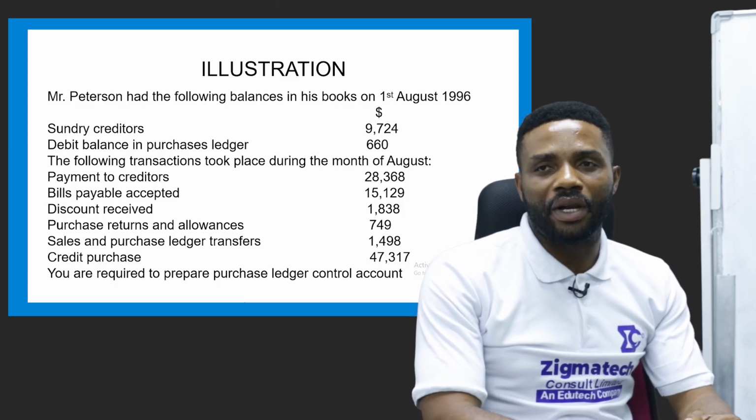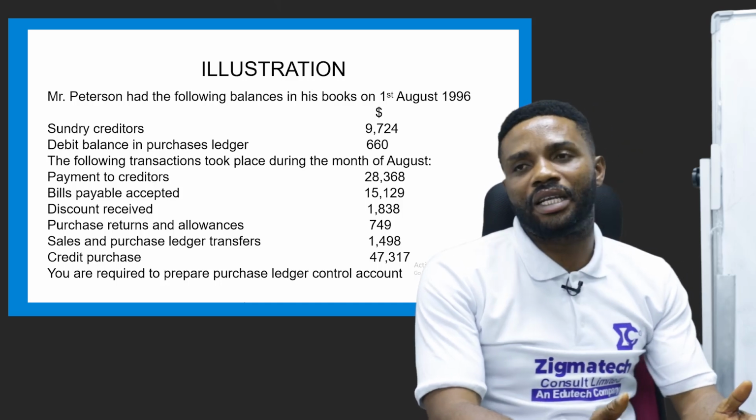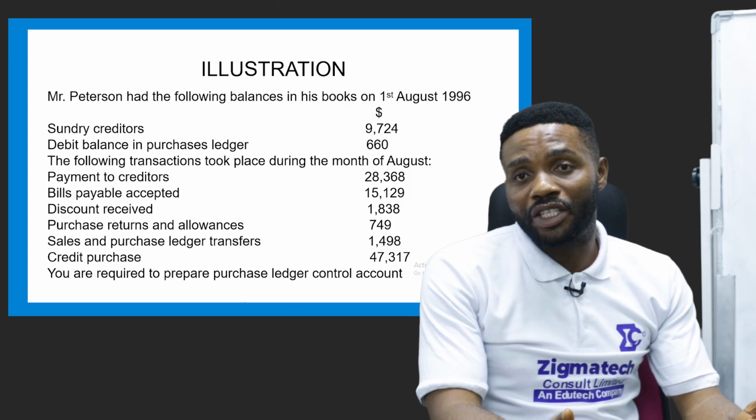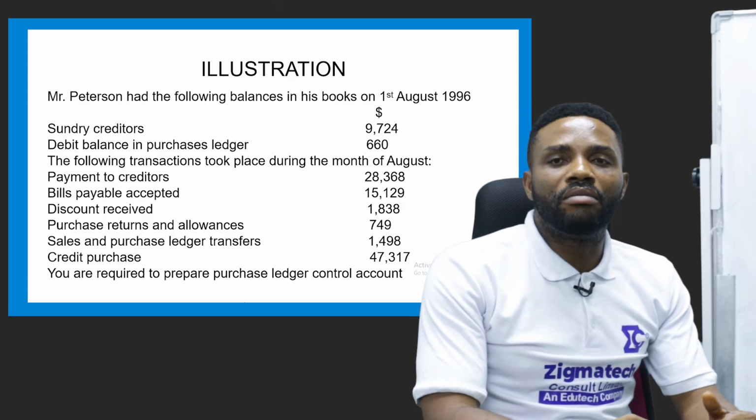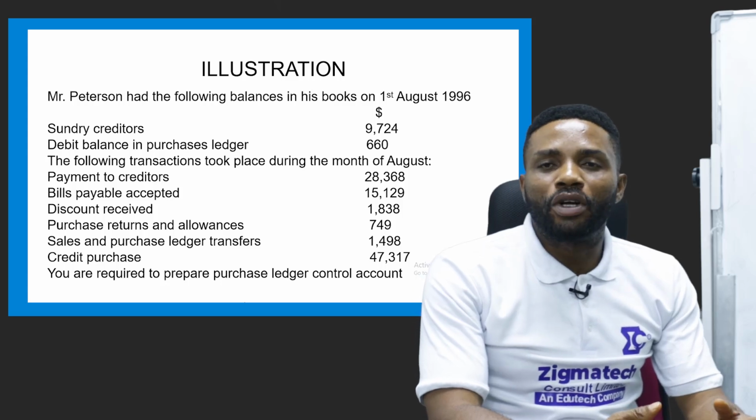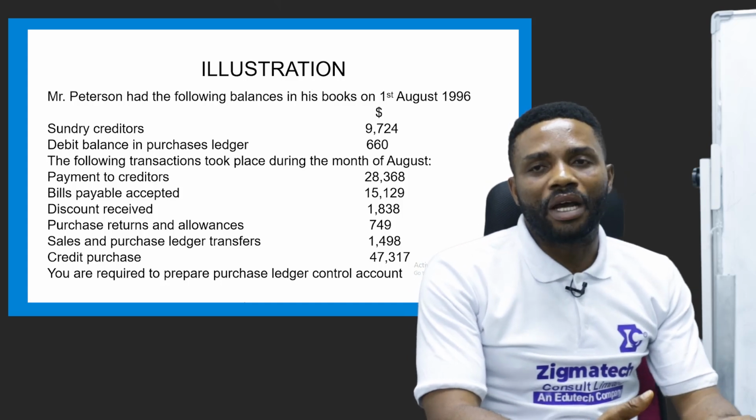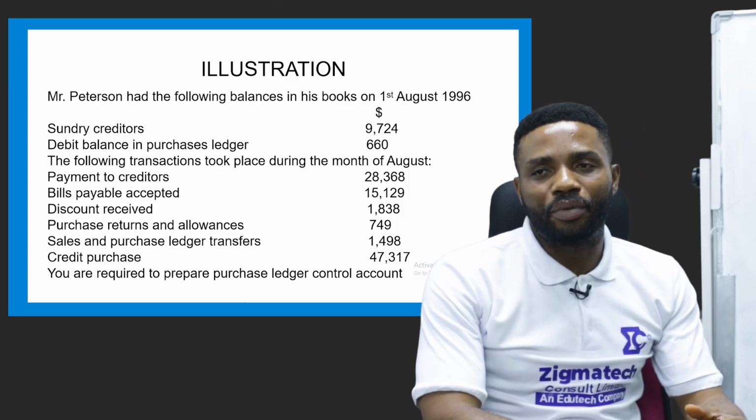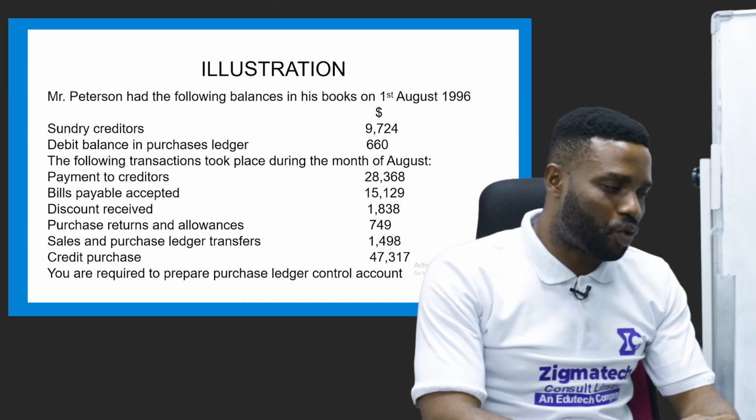The following transactions took place during the month of August. Payment to creditors. We were able to pay our creditors $28,368, and then bills payable accepted. We were asked to make some payments, which we also accepted, $15,126. Discount received, $1,838. Purchase returns and allowances, $749, and then sales and purchase ledger transfer. That one is basically a contra entry, and then credit purchases $47,317. You are required to prepare the purchase ledger control account.